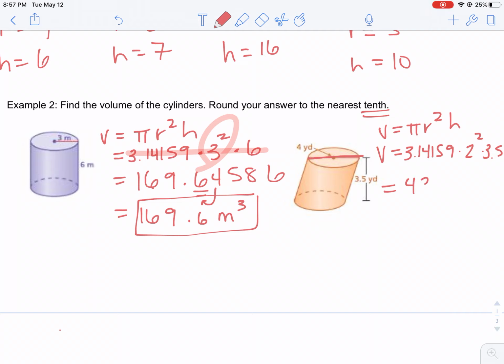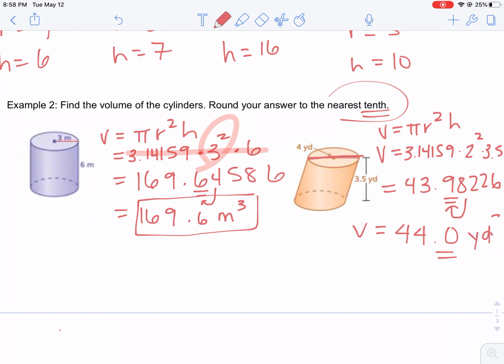That gives us 43.98226. Okay, rounding to the nearest tenth. Well, in our tenths place we have a 9. That 8 would round the 9 up, so this would turn into 44. Potentially, if you had this on Big Ideas, they would make you put that 0.0 just because it says to the nearest tenth, so you're still leaving that tenths place in. So 44 is certainly the same thing, but potentially they would want your answer to be 44.0, and then your units would be yards cubed.